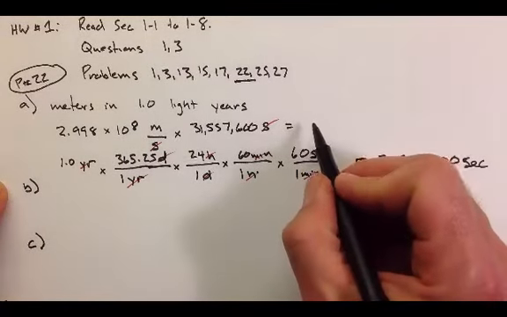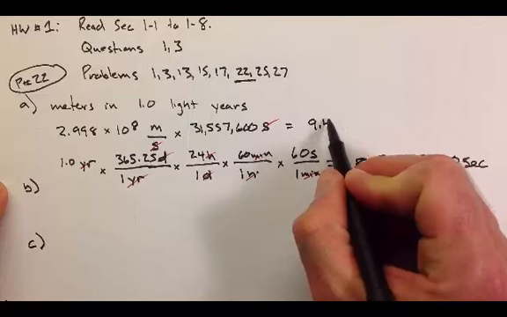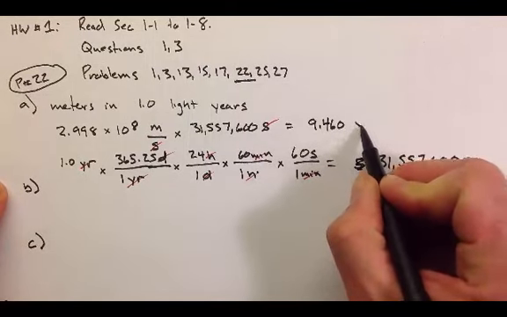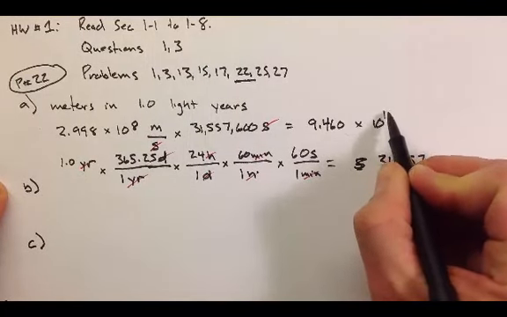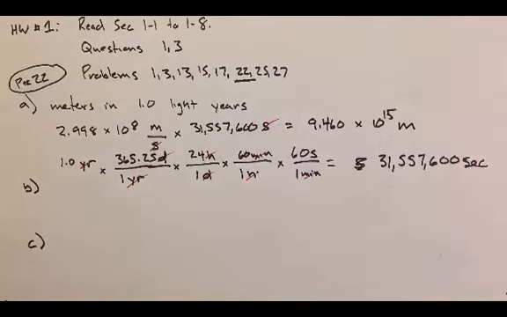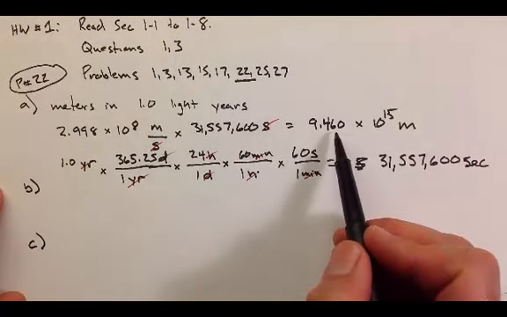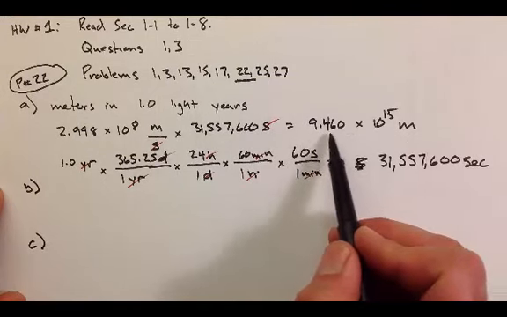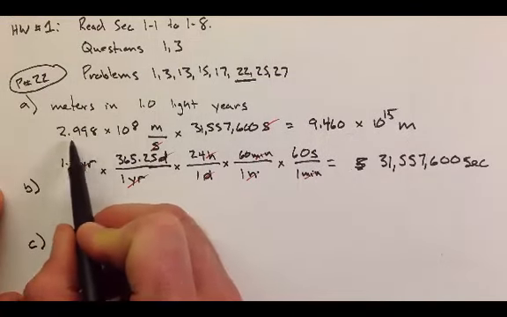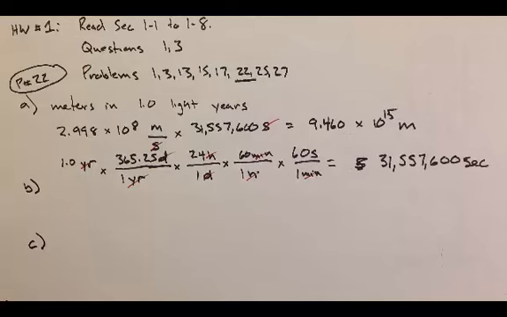And I find that there are 9.460 times 10 to the 15th meters in 1 light year. Notice I only kept 4 significant figures here because that's how many digits were in my original number. All right. Okay, so a little review there on dimensional analysis and unit conversion and scientific notation.